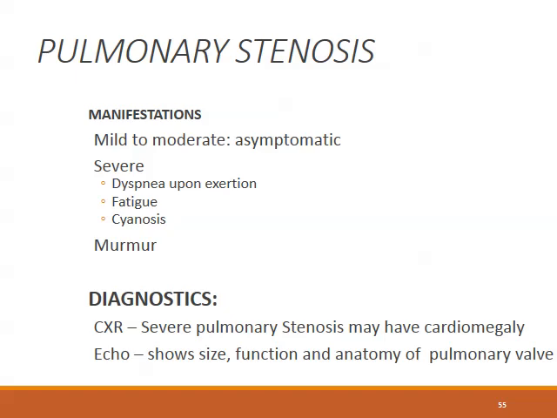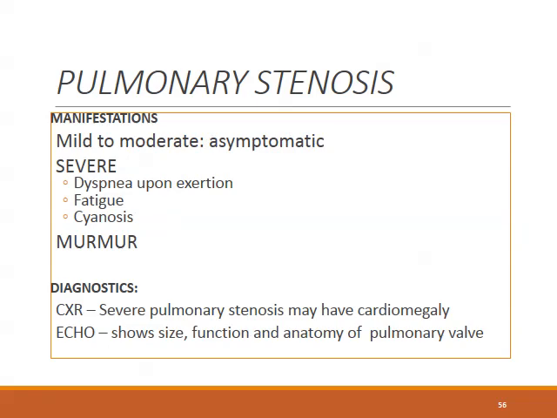Now, diagnosis: a chest x-ray will show severe pulmonary stenosis, and they may have cardiomegaly. Echo is going to show the size, function, and anatomy of the pulmonary valve. Manifestations that you're going to see, we already talked about all those.